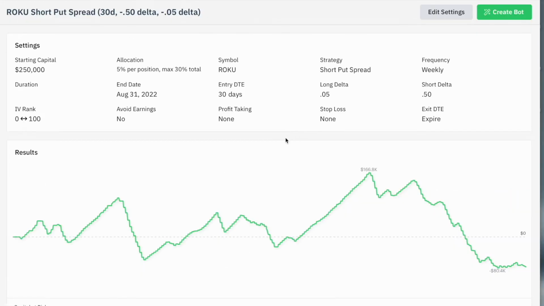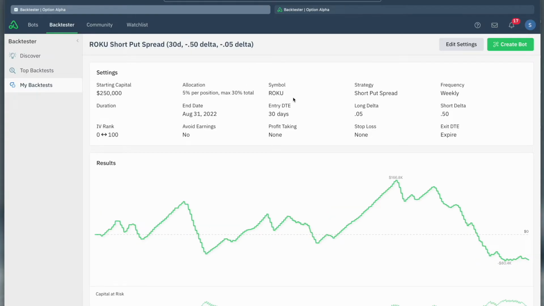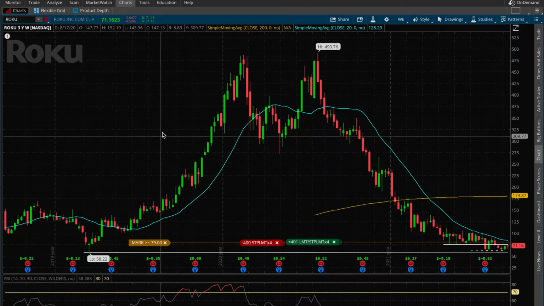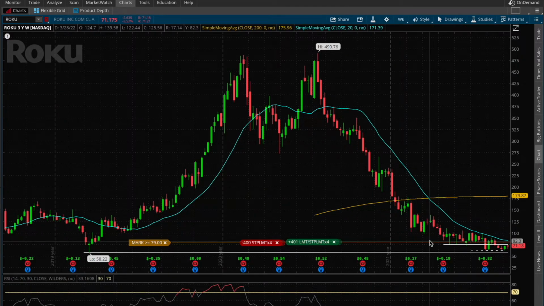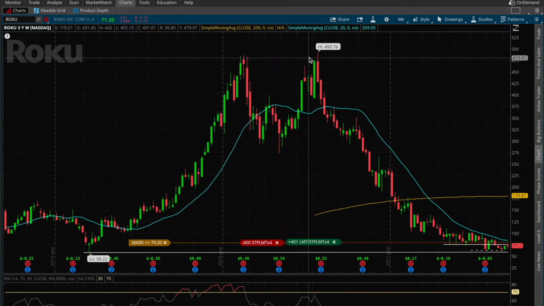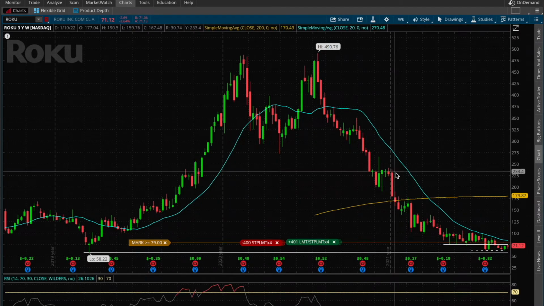And so now that brings me to this new backtest, which again has all the exact same parameters, same starting capital, same position and risk allocation, same kind of strategy, deltas, everything's the same, except now the underlying asset is ROKU. And so real quick, if we come over here to Thinkorswim, this is a 3-year weekly chart showing ROKU price action, and clearly this stock is much more volatile and chaotic than SPY. So as you can see, we had a massive run up in price all the way to almost $500 per share. And then everything collapsed and is now still collapsing in this current bear market environment.